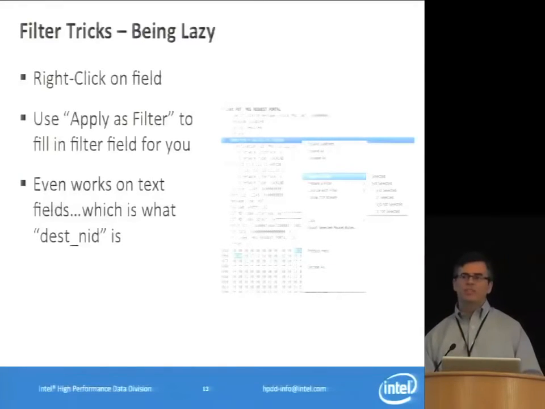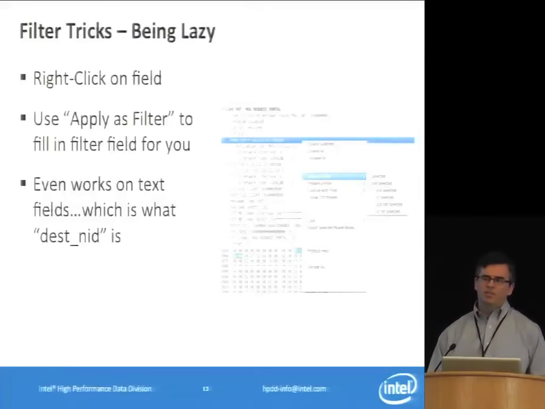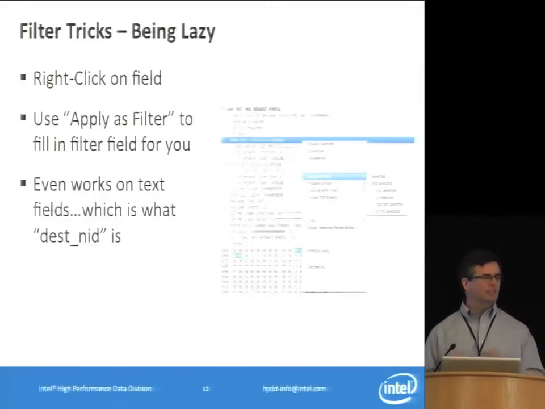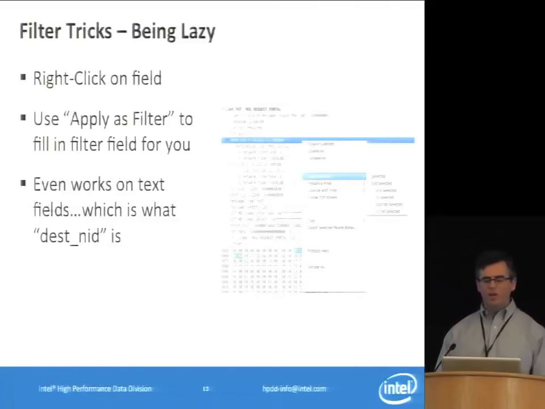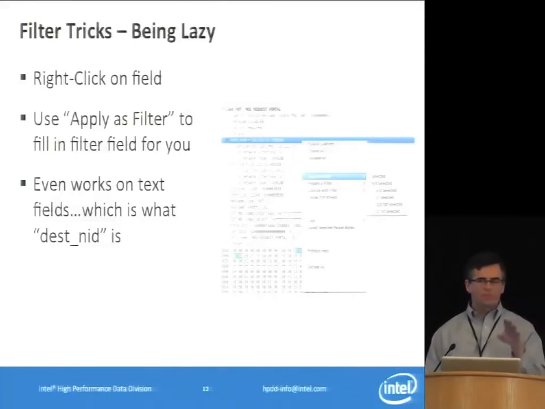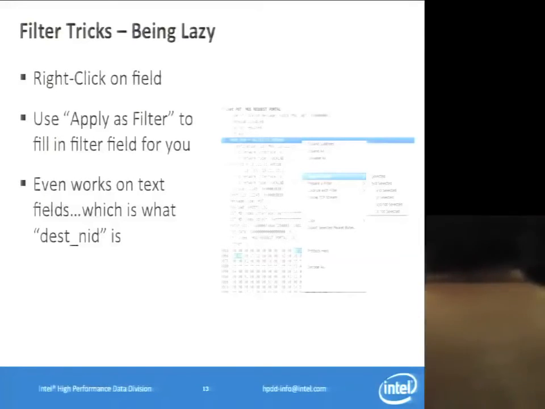That can be useful for things like in Lustre if you want to see all of the operations on a given FID. So you can find a FID in one of the packets, right-click on it and say, filter on this. All the packets will then be updated to show you only the ones that are acting on that particular FID. So like I said, this is where the power of filtering really comes into play.